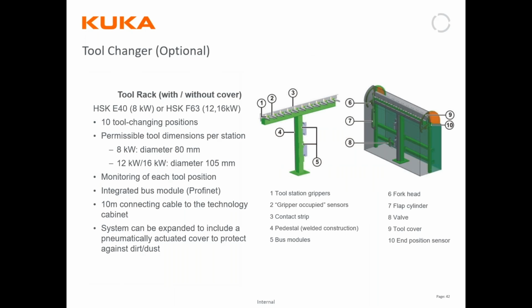This is an optional tool changer rack. This rack, as I mentioned earlier, is available in two different options. One is without the cover, the other one is with the cover. It's available for both HSK E40 and HSK F63 tool holders. There are 10 tool changing positions, and the dimensions per station for 8 kilowatt is 80 millimeters diameter, and for 12 and 16 it's 105 millimeter diameter. Monitoring of each tool position is possible as the system is integrated with sensors and bus module. It comes with a 10-meter connecting cable for technology cabinet.